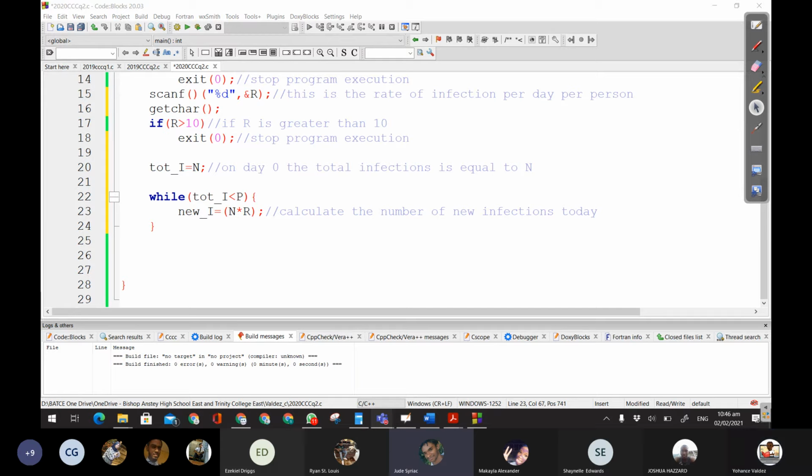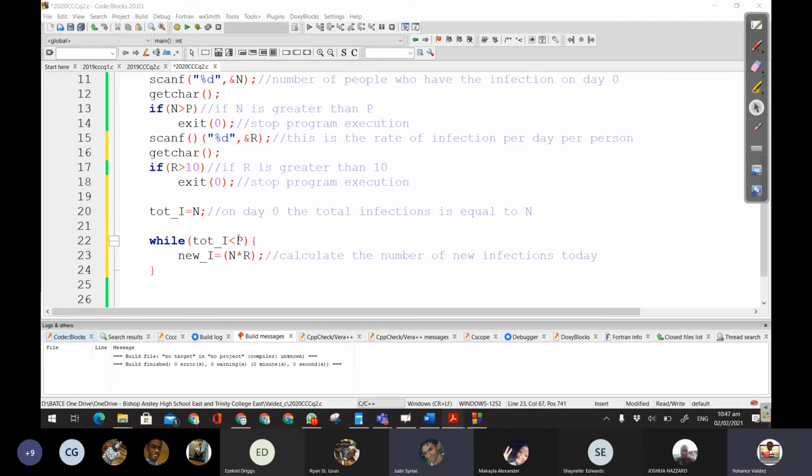Sir, I don't understand when you say new infections. You don't understand when I say new infections? No, sir, I understand when you say new infections, but near the end, when you say the new infections would be multiplied by the rate. The rate. So the number of people infected, right?